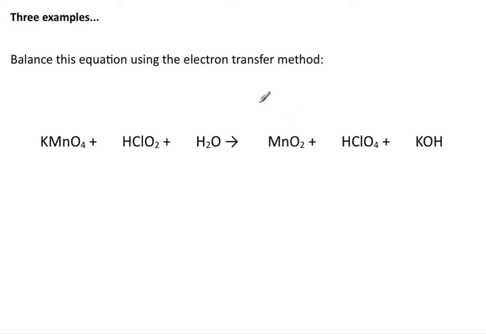Alright, first one: balance this equation and use the electron transfer method. So step 1, assign oxidation states to all atoms. So here we go, -2 for oxygen, +1 for potassium. That leaves the manganese atom as +7. Now you're going to see pretty quickly manganese is often oxidized or reduced. Oxygen -2, hydrogen +1, that leaves the chlorine atom as +3. Likewise, chlorine in an equation is often the one that changes.